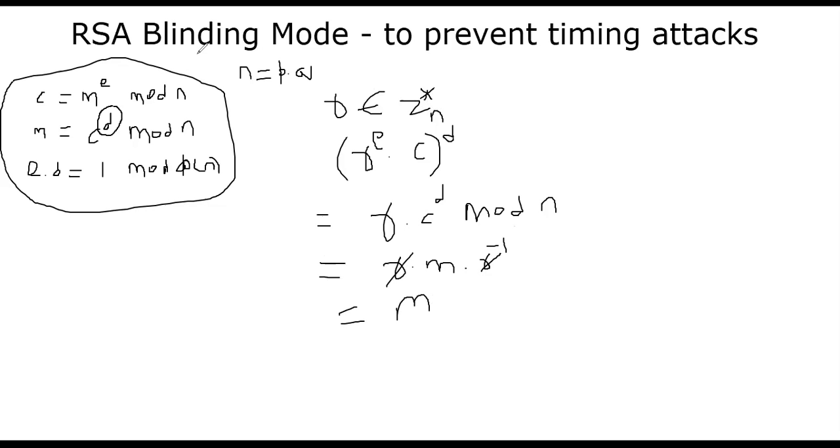In some implementations, the blinding mode is turned on by default, so as a programmer you don't even have to worry about it. There are some implementations where you have to configure it because, as you can see, there's a performance overhead.